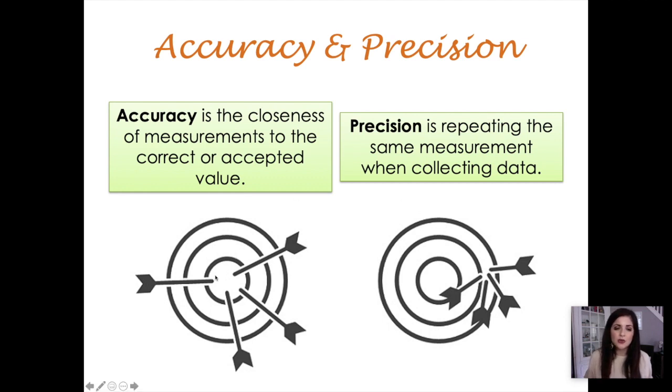So here, notice this guy is accurate, not necessarily precise because we're all over the bullseye. Whereas this one on the right is very precise because all of these darts are very close to one another. But you're not necessarily accurate because you didn't get where you want to get every time.